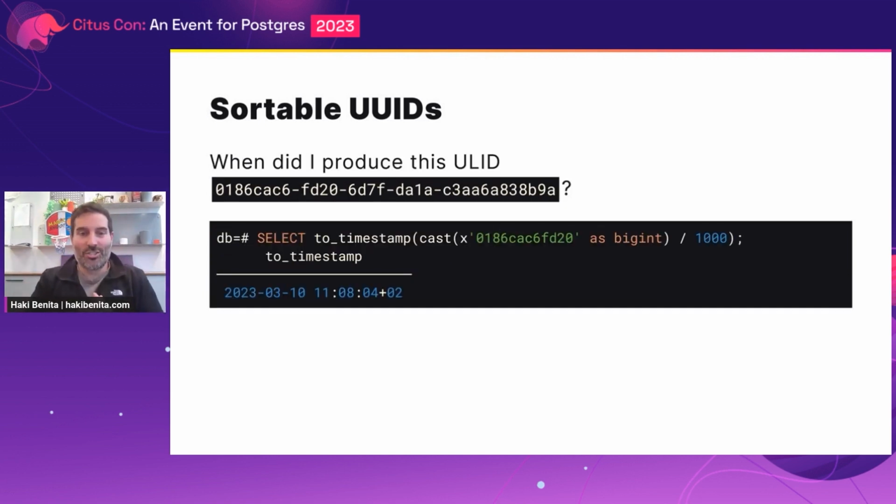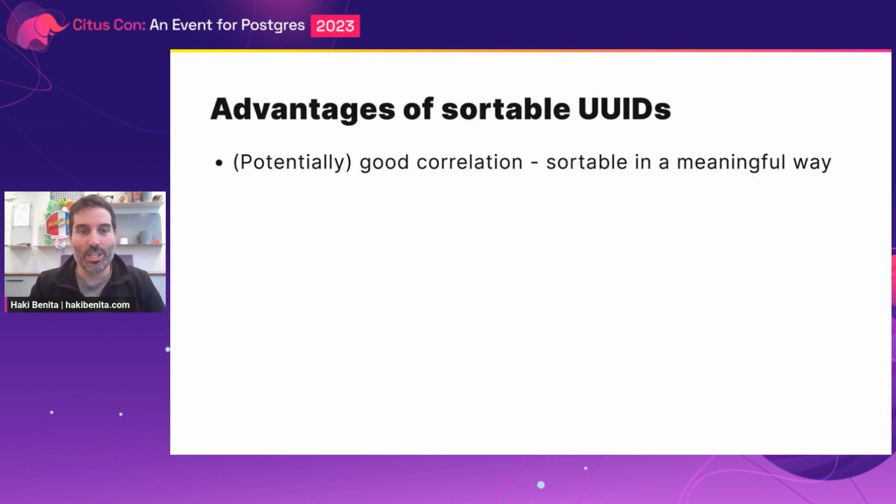Now, just to illustrate, let's say that you want to know when I produced this ULID. You can actually take the first two chunks of the ULID and convert them to bigint. This is the number of milliseconds since 1970. And then you can divide by 1,000 to get the number of seconds and convert it to a date. And then you get that I produced this ULID on the 10th of March. So that's what a ULID looks like.